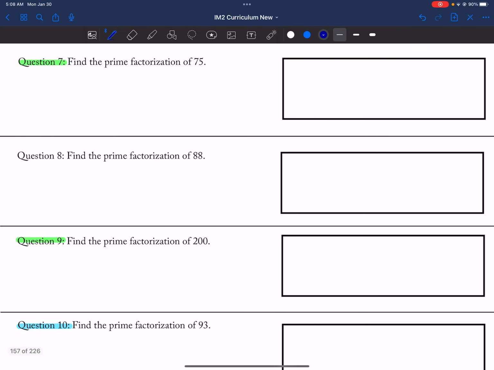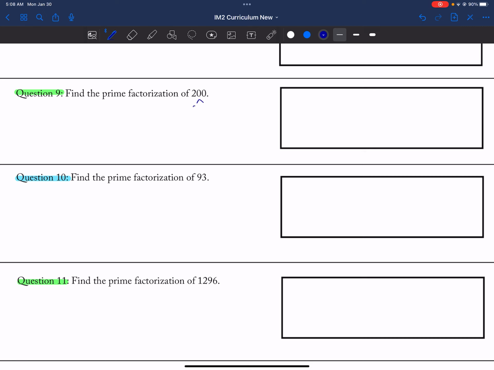Okay, 75 is 3 and 25, 5 and 5. So this is 3 times 5 squared. 200: 2 times 100, 2 times 50, 2 times 25, 5 times 5. So 2 cubed times 5 squared.